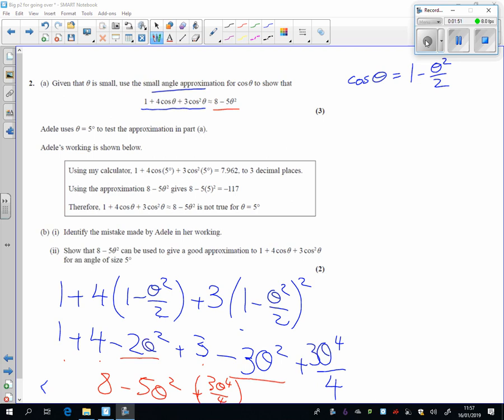Now Adele's thrown in 5 degrees to try and see if this works. And the big problem that she's got there is it only works for radians, not degrees. So you can't throw in 5 degrees, it won't work. But what we could do is change what 5 degrees is into radians. 5 degrees is actually pi over 36 radians.